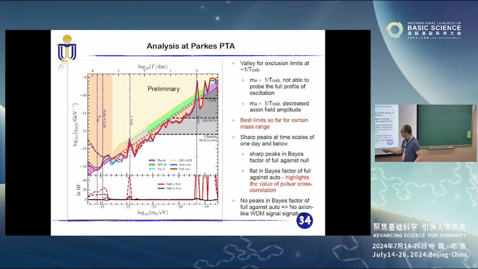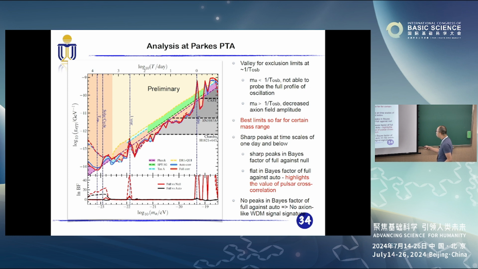However, in the second calculation, there are no sharp peaks, and the black curve is quite flat in this region. So this means that these sharp peaks appearing in the exclusion limits are more likely to be caused by some unknown noises instead of the signal. So this is a conclusion.